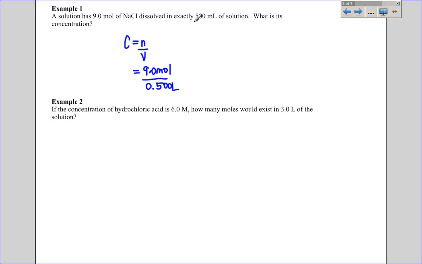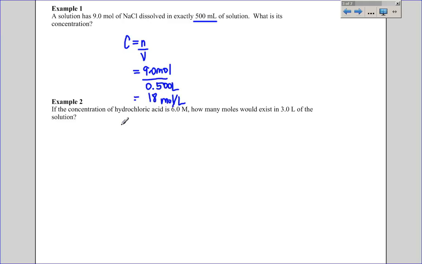Now, as you're going to see when we start to prepare our own solutions, when you see a value like 500 milliliters of solution, this will be prepared in a special kind of flask. So you can take these as being exact values. In other words, you can take this as having 3 significant digits. So when we finalize our answer here and we find that it's 18, we can report it to 2 significant digits limited by the 9.0. So I can write 18 moles per liter, or I could write 18 molar, or 18 capital M.